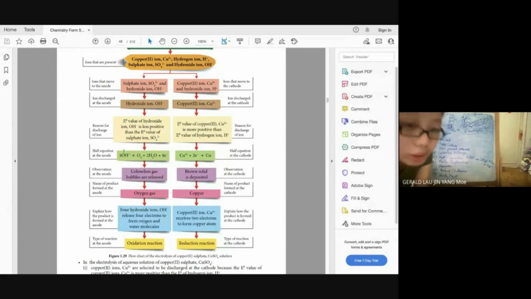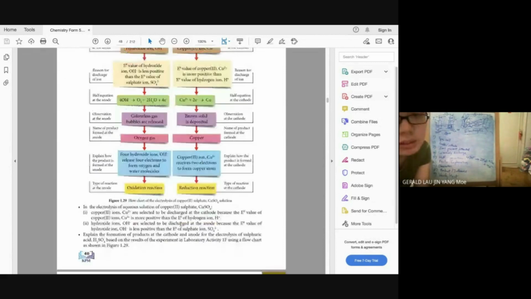Okay, how about the half equation? What is the observation? What is the product? Explain how the product is formed. Type of reaction: oxidation. Okay.